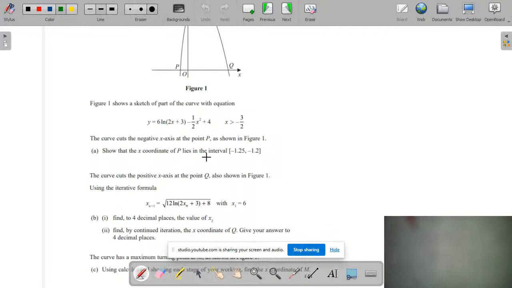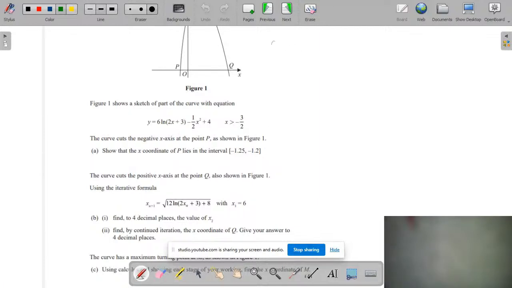Show that the x-coordinate of P lies in the interval given. So you can see P is there, right? If we want to show that a certain point lies in an interval, this is actually a numerical methods lesson, numerical solutions lesson. What we do is substitute the two given values into the original function, replacing x by those two, then finding the two values. So we'll find it and see what is coming.